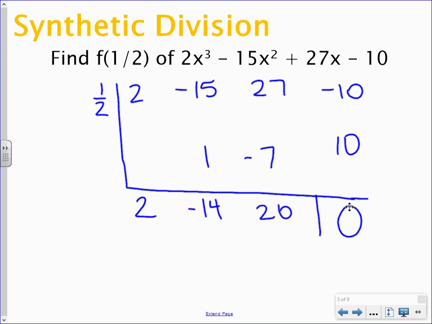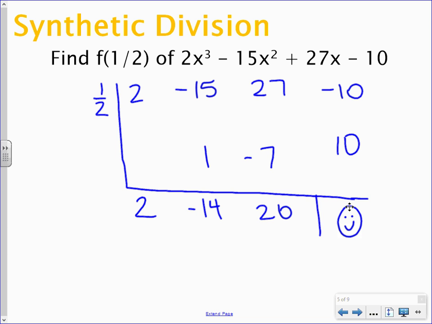You need your function value to be 0. Yeah. That is exciting. Remember, bring down the 2, multiply by 1/2. The 1 goes here. We add to get -14. Multiply by 1/2 to get -7. Add to 20. Multiply by 1/2 to get 10. Add to 0. I like to put a little smiley face in my 0. Getting a 0 is exciting, right?